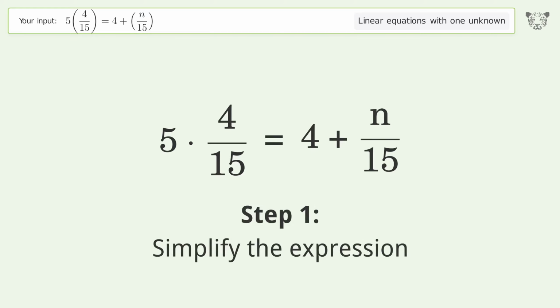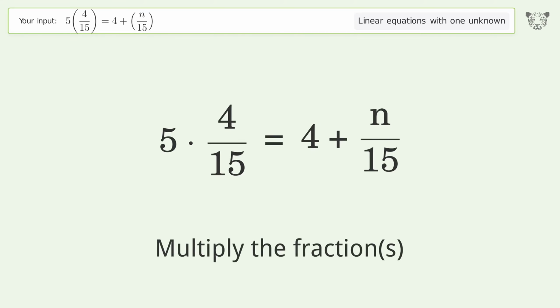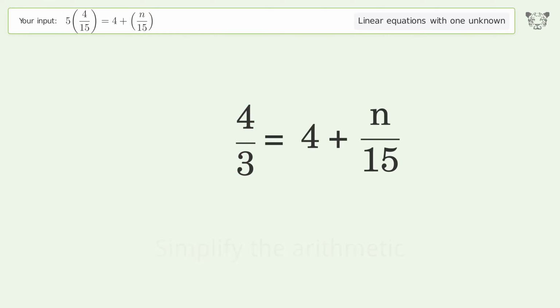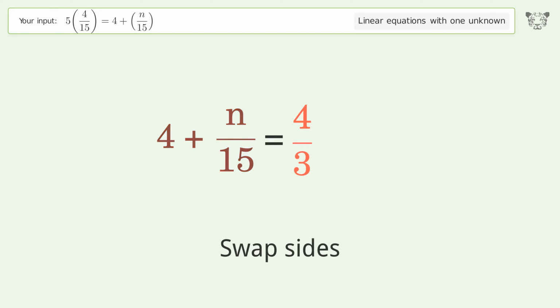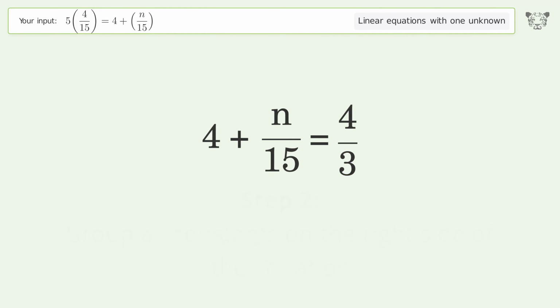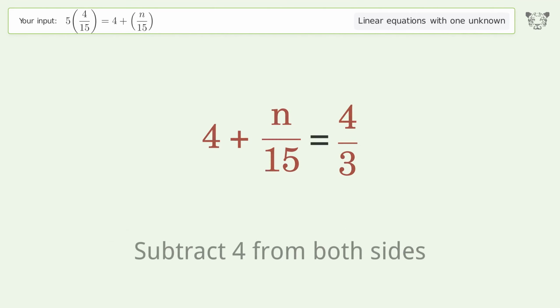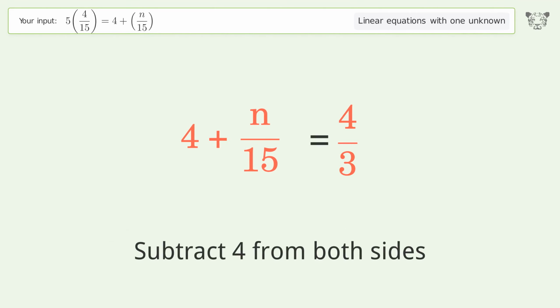Simplify the expression. Multiply the fractions. Simplify the arithmetic. Swap sides. Group all constants on the right side of the equation. Subtract 4 from both sides.